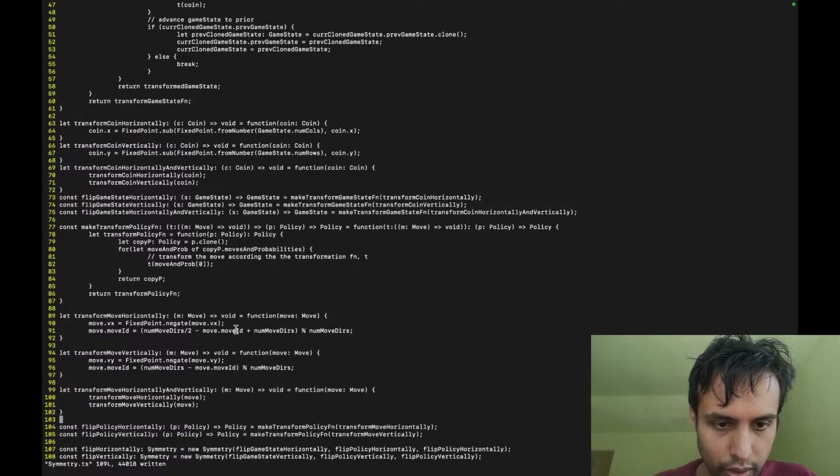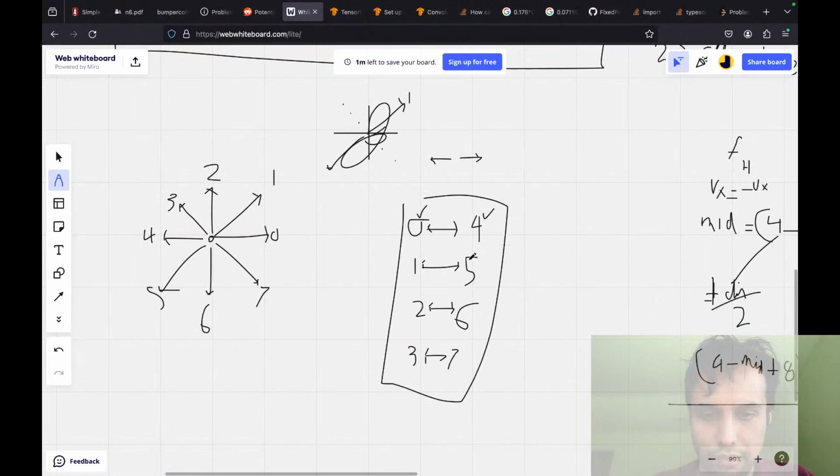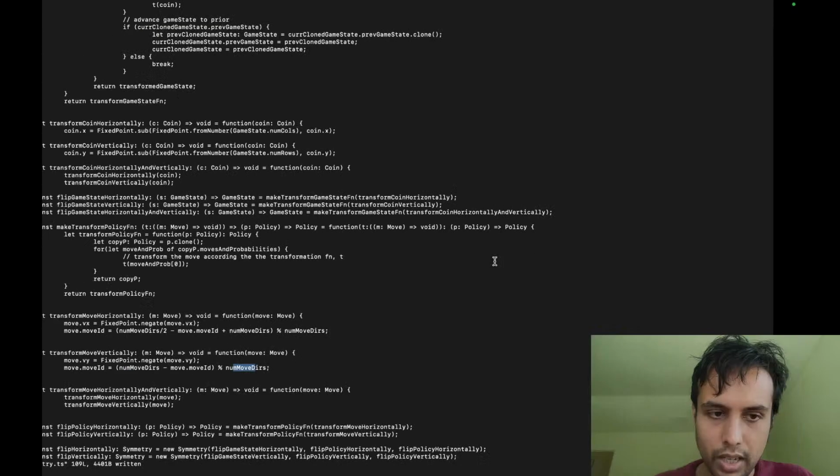So then again, 11 mod 8 is 3. So now this becomes 3. So 8 minus 3 is 5. Mod 8 is 5. So from 1 we get 5. That is correct. Now let's check 5.